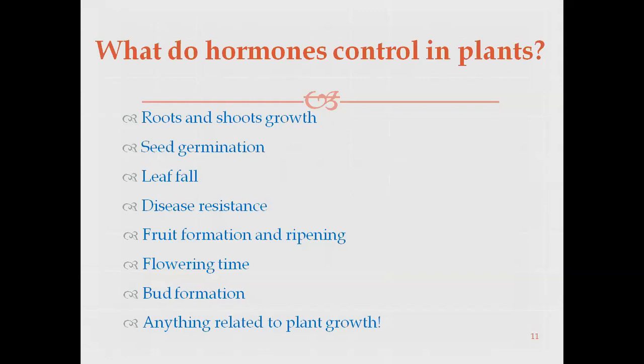So now, what do hormones control in a plant? We have already talked about some physiological, morphological, biochemical activities that they control or regulate. These are organic compounds other than the plant nutrients. Some important issues are root and shoot development, seed germination, leaf fall, disease resistance, fruit formation, ripening, flowering time, bud formation. Anything related to plant growth is regulated by plant hormones.